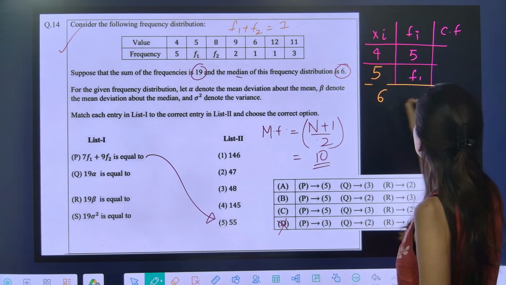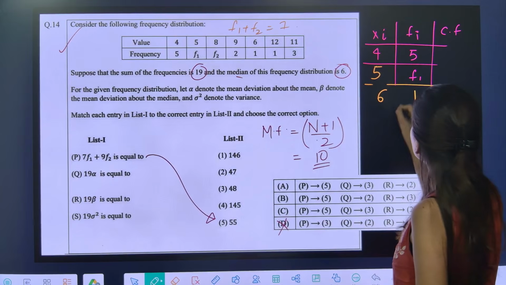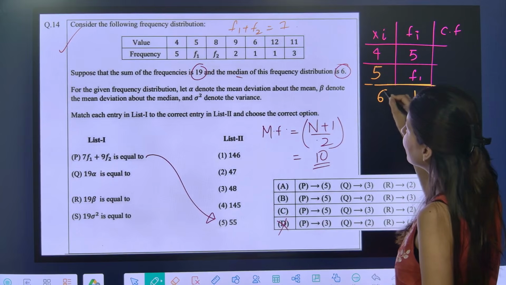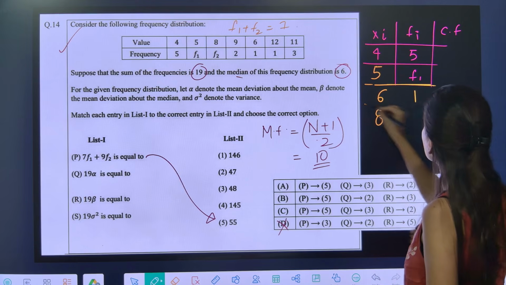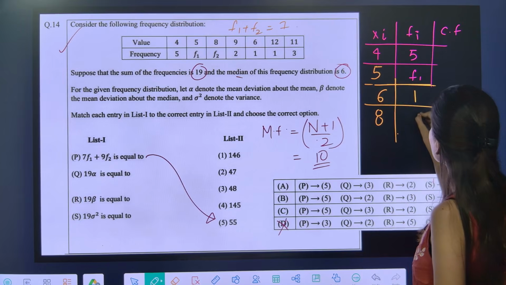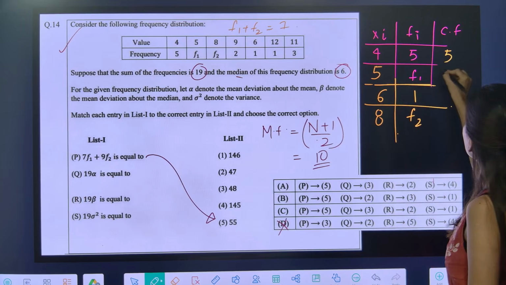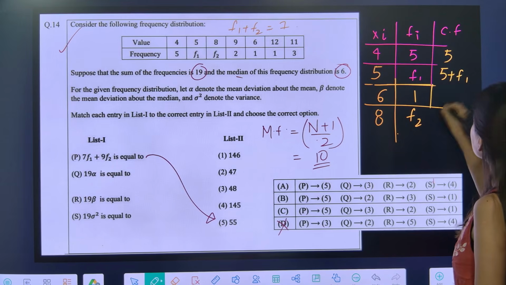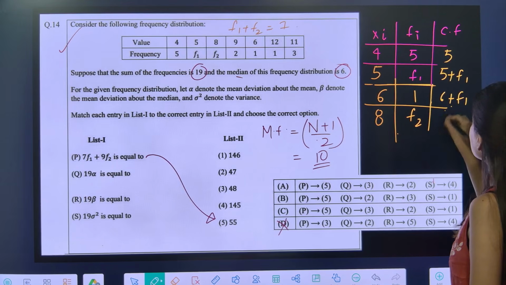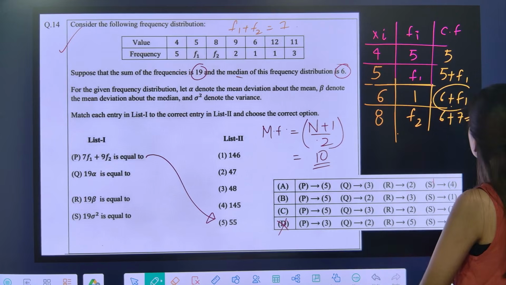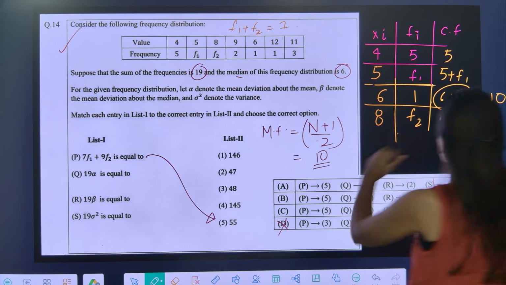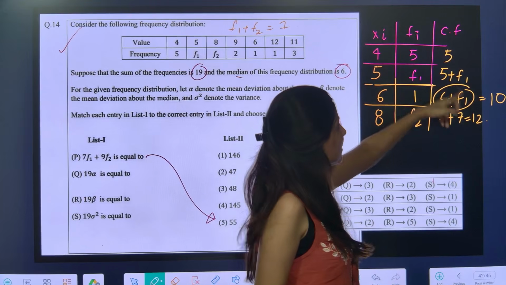Then 6 is your 1, and after 6 you have 4, 5, 6. Then 8, which has F2. Now 5, 5 plus F1, 6 plus F1, 6 plus F1 plus F2. So 6 plus 7 is equal to 12. This is correct, so this is your median class. Can you see? This is 12 now.